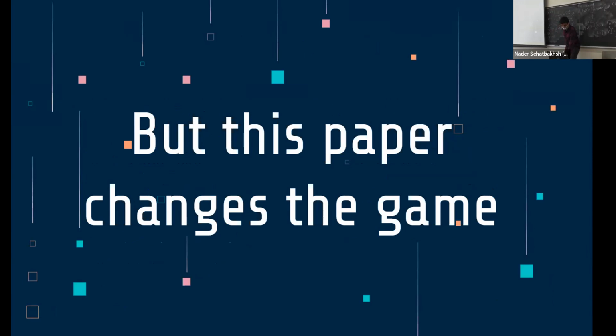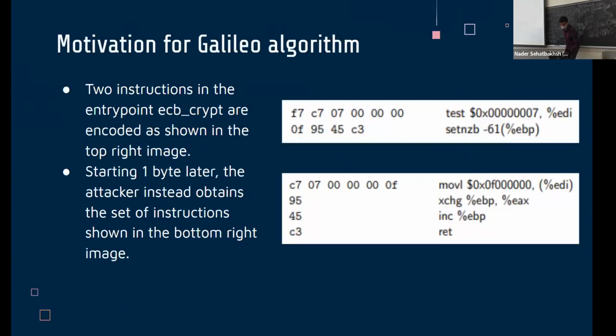All right, so how this paper changes the game. This is basically the Galileo algorithm, which is what this paper goes into. And this is an example of why we use the Galileo algorithm. If you look at this attack sequence of instructions on the top, if you get rid of the F7 over there and start reading only one byte later from the C7, you get a totally different set of instructions. And this is why we use the Galileo algorithm, in order to come up with useful attack sequences.